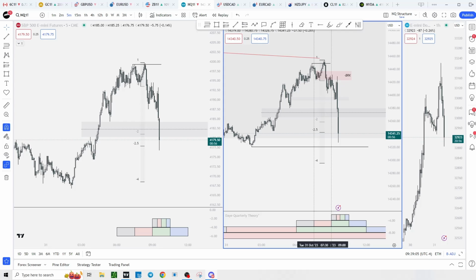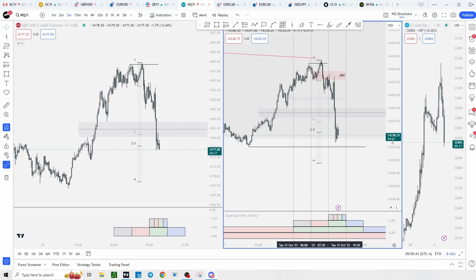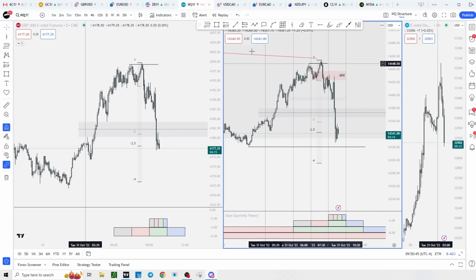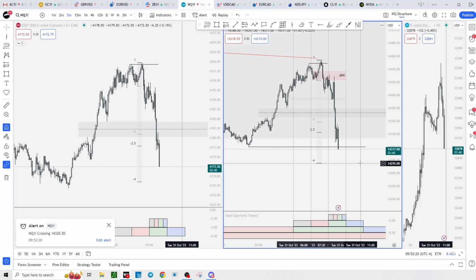I knew there was going to be another entry past the original one you had. I knew 9:30 was going to do something. It was in perfect alignment with quarterly theory too. Come on, London lows, London lows, London lows. And boom. Okay. We'll call it at that.